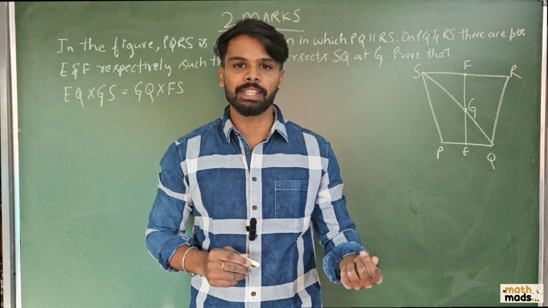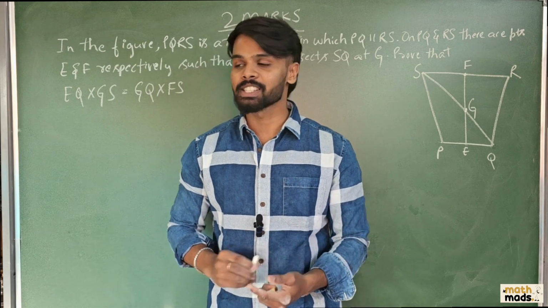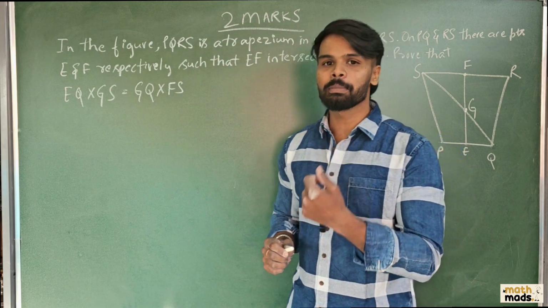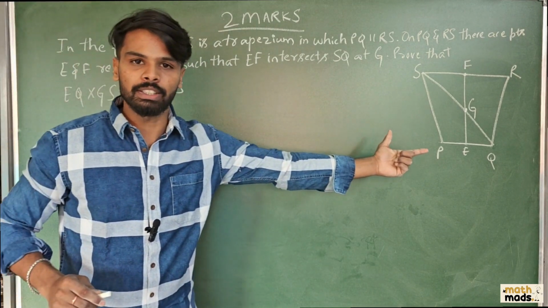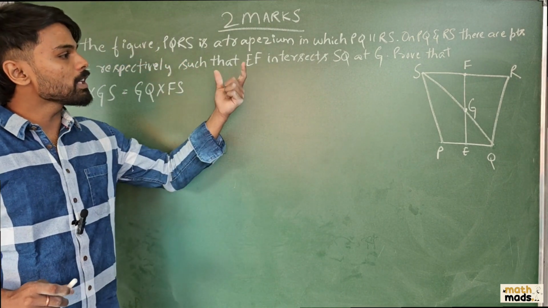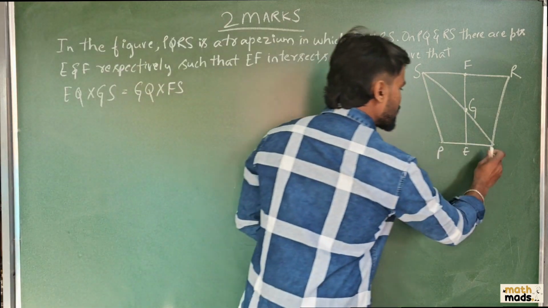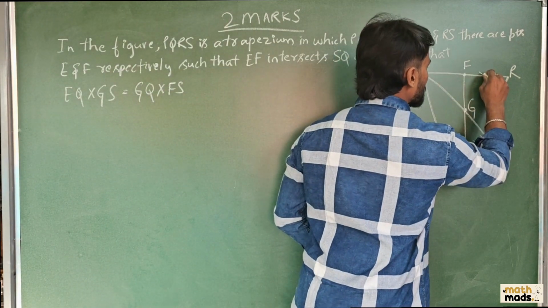After solving some of the MCQs, now let's try to solve some of the 2-mark problems. The problem is like this. In the given figure, PQRS is a trapezium. I have drawn the trapezium and PQ is parallel to RS. Okay, this is parallel to RS.